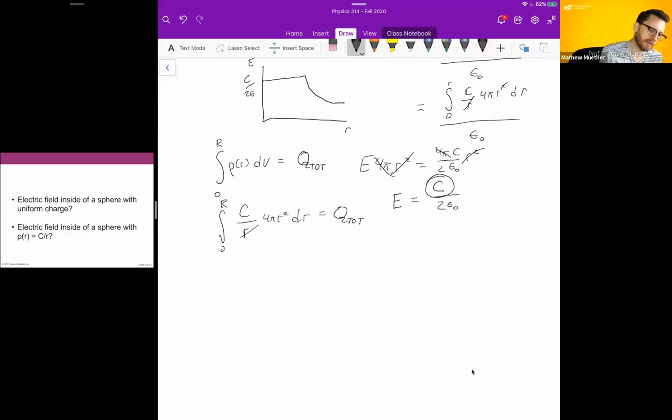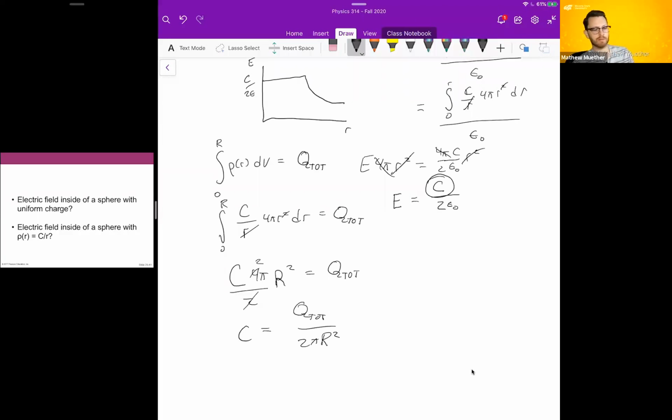And then the r's cancel out. So this thing is going to be like C times 4 pi over 2 times big R squared has got to equal Q total. And I could solve that for C. So I basically get that C is equal to Q total over 2 pi R squared, or something like this. So I could express C in terms of the total charge and the size of the sphere also, just by knowing the value of the total charge on here.